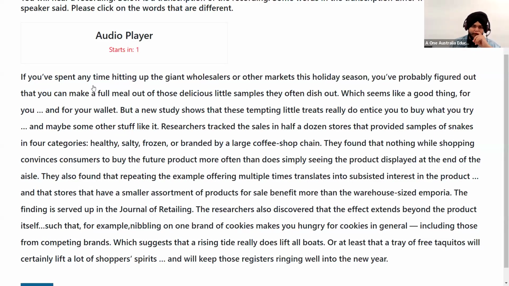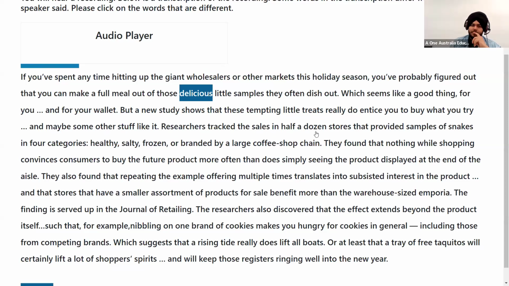If you've spent any time hitting up the giant wholesalers or other markets this holiday season, you've probably figured out that you can make a full meal out of those tasty little samples they often dish out. Which seems like a good thing for you and for your wallet. But a new study shows that these tempting little treats really do entice you to buy what you try, and maybe some other stuff like it.